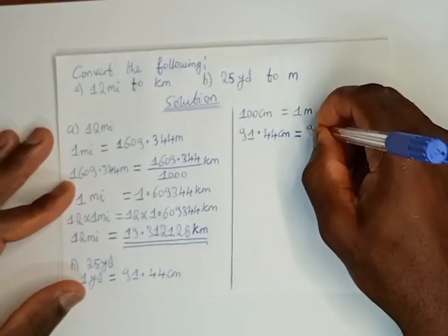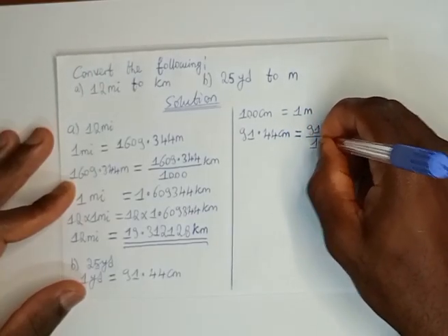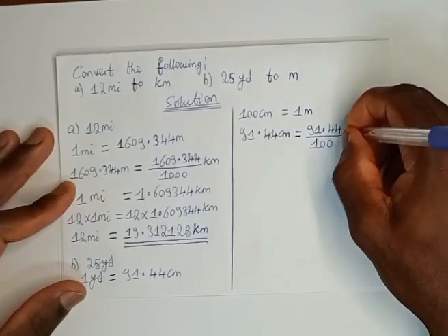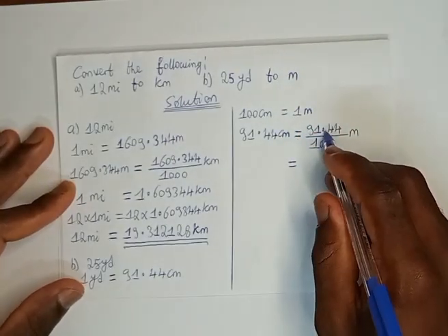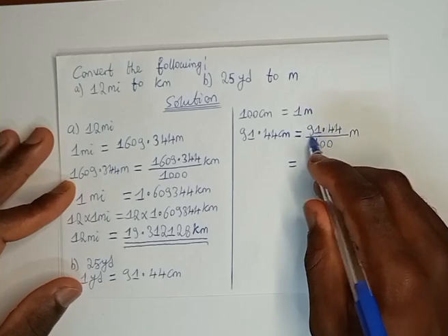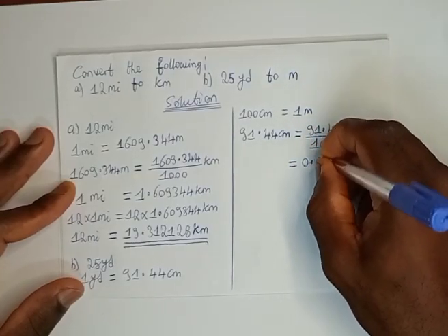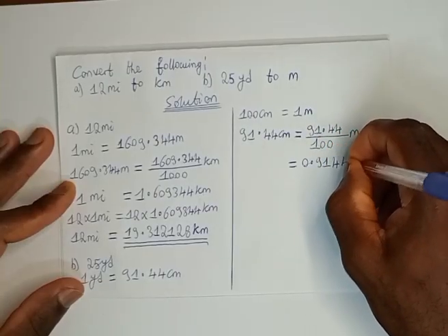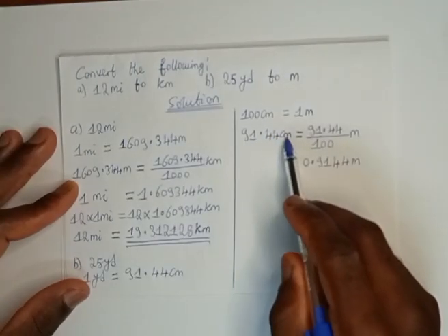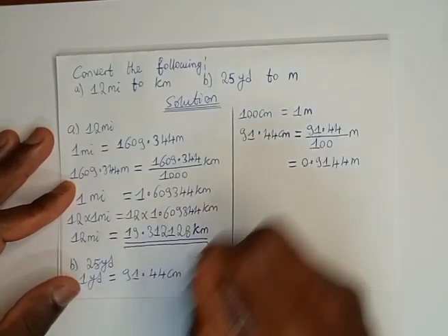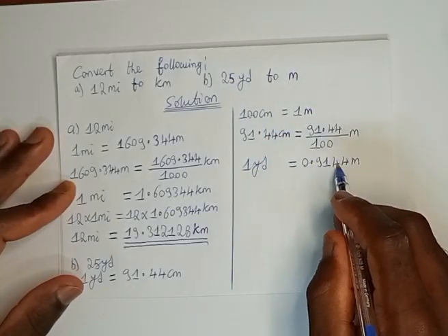This will give us 91.44 divided by 100, and the unit will be meters. This will simply be equal to, we have to take this decimal point 1, 2 places to the left, since we are dividing by 100. So this will give us 0.9144 meters. 91.44 centimeters is equal to 1 yard. That means 1 yard is simply equal to 0.9144 meters.